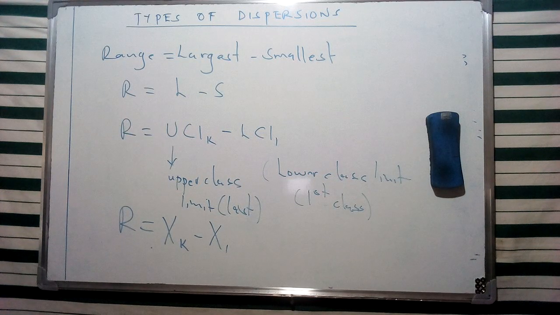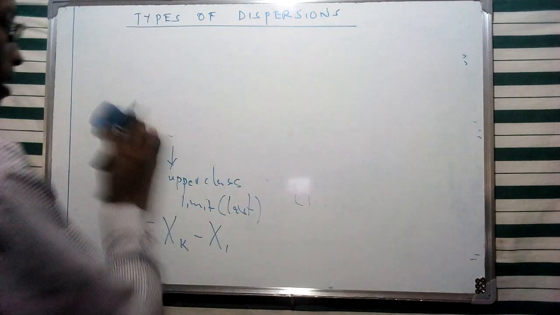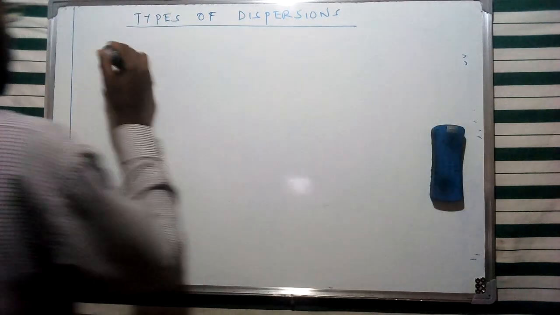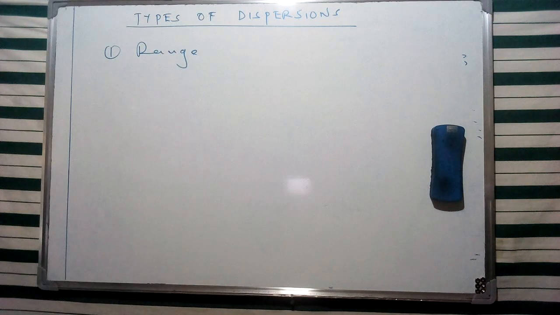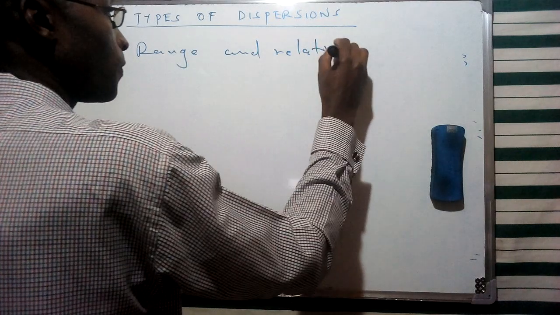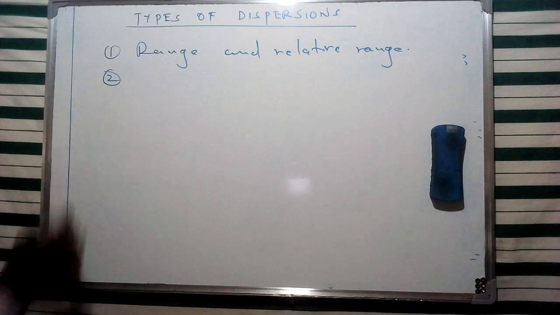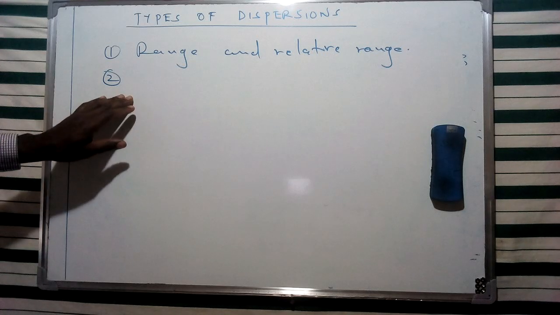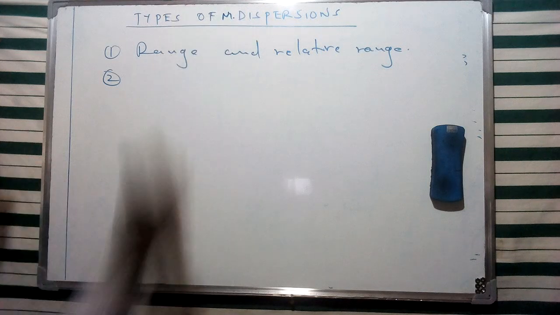So this gives us a summary of the concept of a range. And of course, we said there are other measures of dispersion which we are going to look at apart from range, and I'm going to mention them in that specific order. So apart from range, there is what we refer to as relative range, and we're going to look at the concept of relative range in this particular video. These are the types of measures of dispersion.